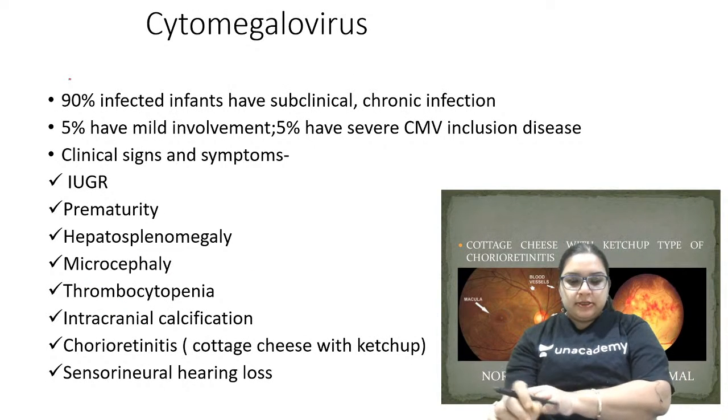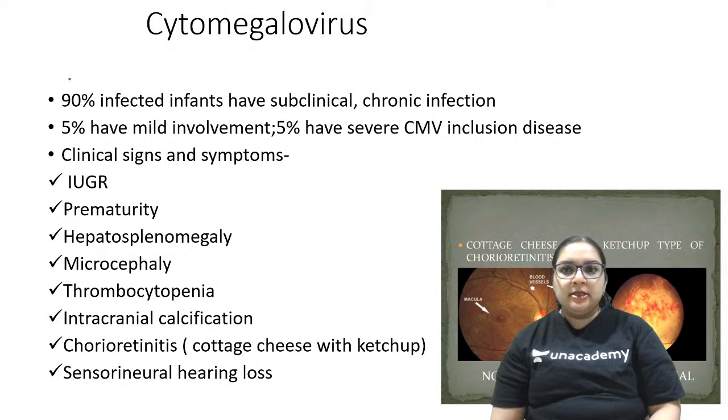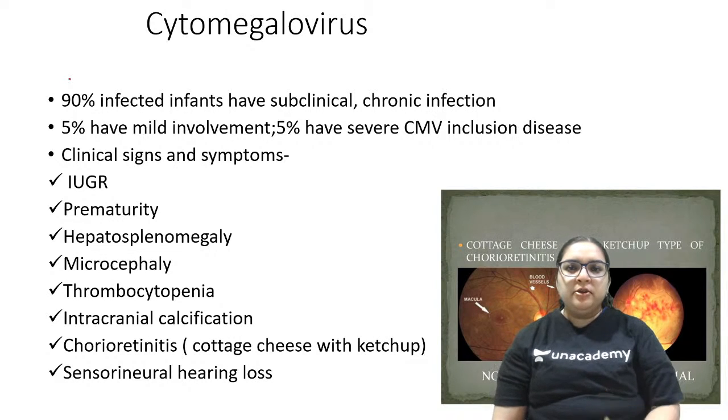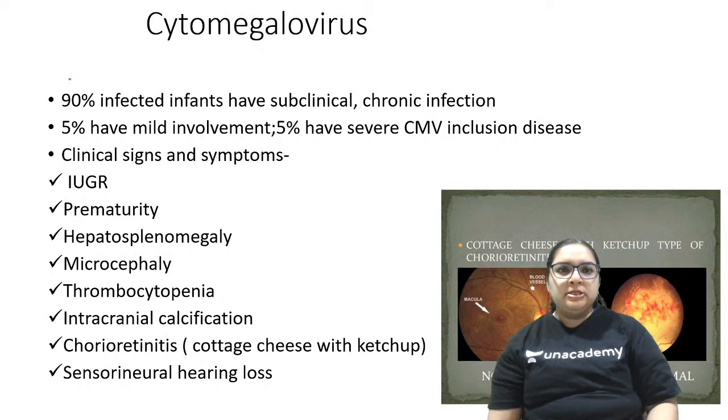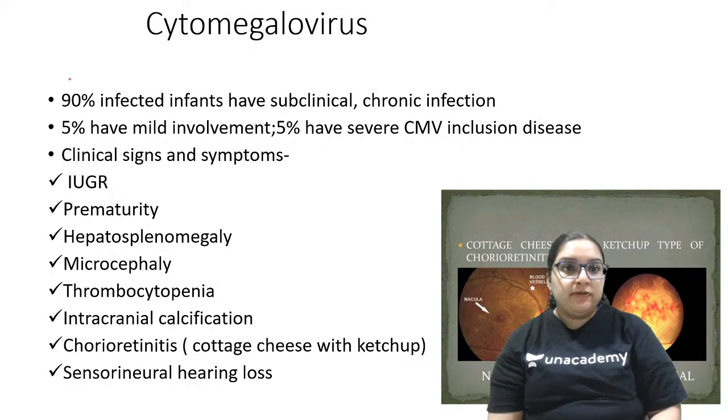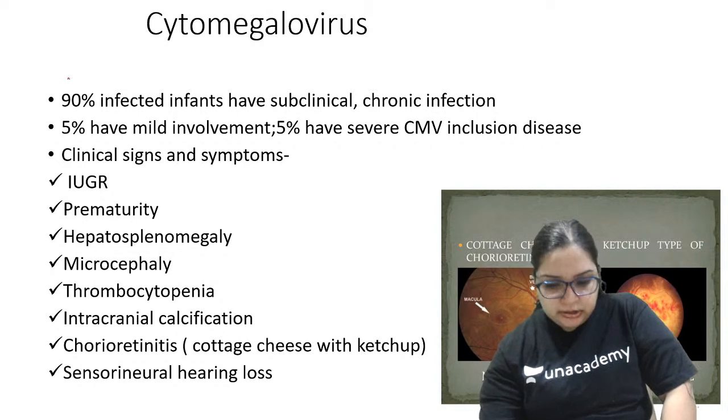Okay, now quickly we'll just go through the cytomegalovirus. Cytomegalovirus is comparatively easy, so it doesn't have a real mnemonic like that, but with the images itself you can remember. So 90% of the infected infants have subclinical or chronic infection. Okay, so now this is important.